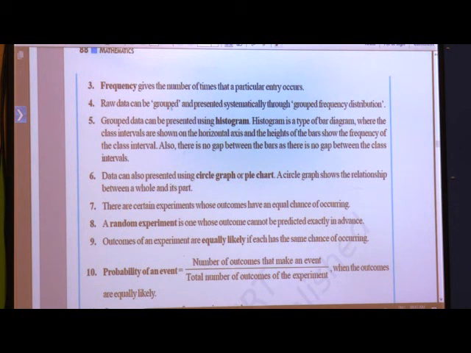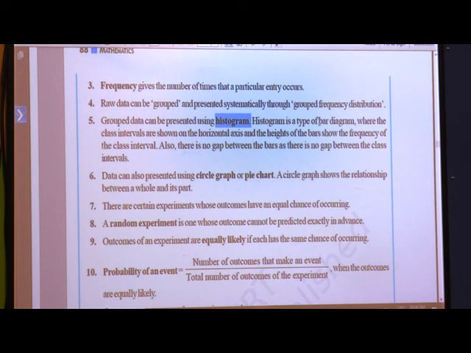Raw data can be grouped and presented systematically through grouped frequency distribution. Yes, this is the main thing that we have studied, grouped frequency distribution. Grouped data can be presented using a histogram. Yes, we studied histogram here in this class. Before this, we had studied bar graph and double bar graph. But histogram we have studied here. When the data was grouped, in that case only histogram was possible.